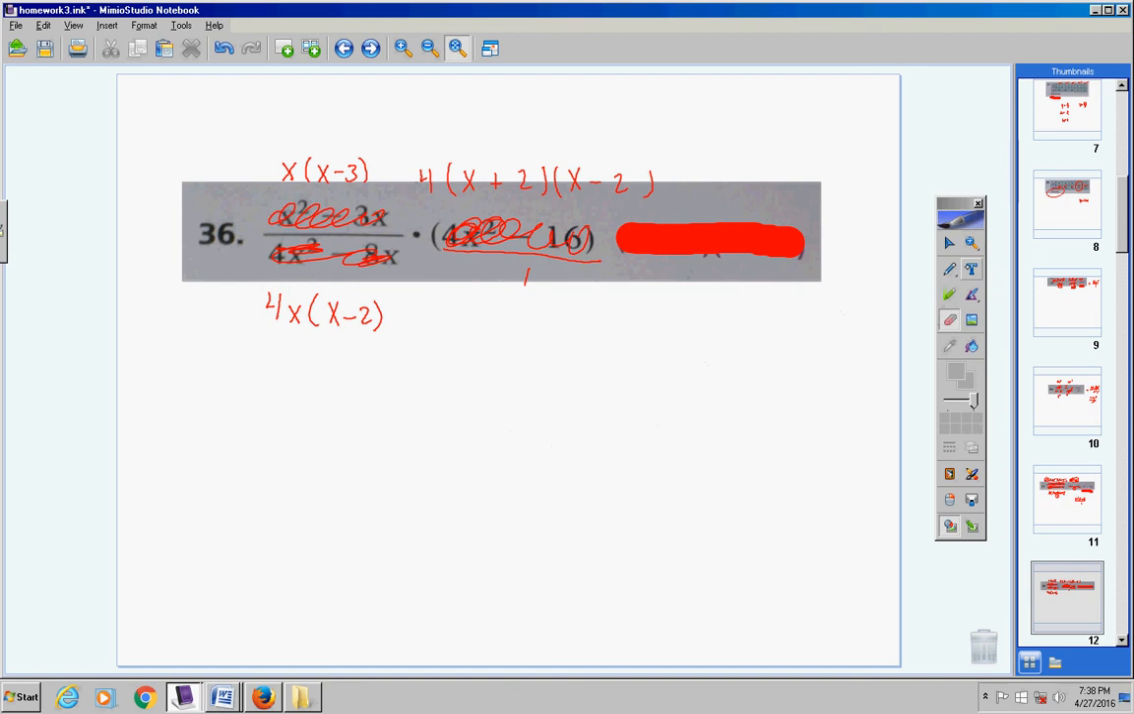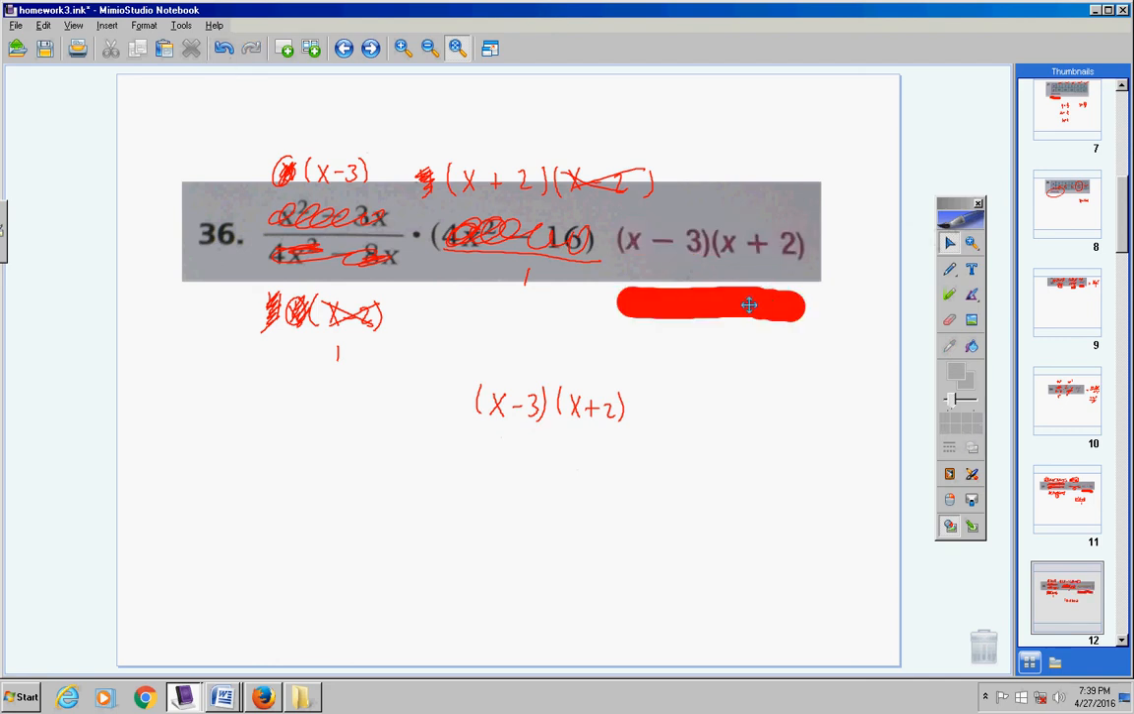Let's start cross canceling. I've got an x negative 2 here and an x negative 2 here. I have a monomial 4 and a monomial 4. Now I can also vertically reduce this x here and this x here. Those reduce, so I'm left with nothing here but a 1. So I have x negative 3 right here times x positive 2 all over 1, because 1 times 1 is 1. Obviously you don't have to put that 1 if you don't want to. And that is your answer.